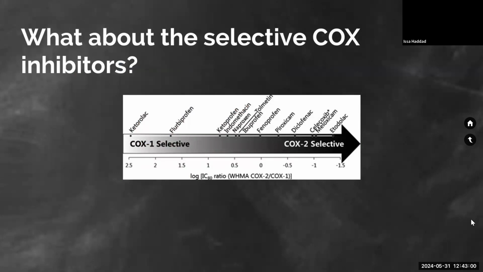So, selectivity of COX: we know there are different COX inhibitors. Some of them are COX-1 selective, like ketorolac, given in the emergency department a lot as a way to save the opioid crisis. And COX-2 selective are like Celebrex and Mobic that we see people prescribed, and those are prescription medications. And over-the-counter ones like indomethacin and ibuprofen are more of the non-selective ones.